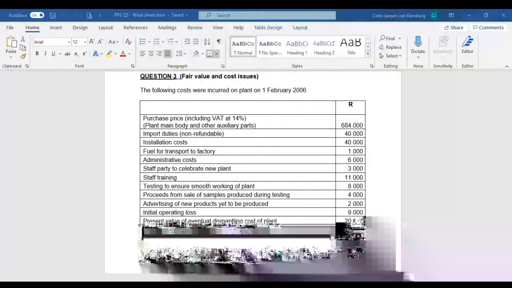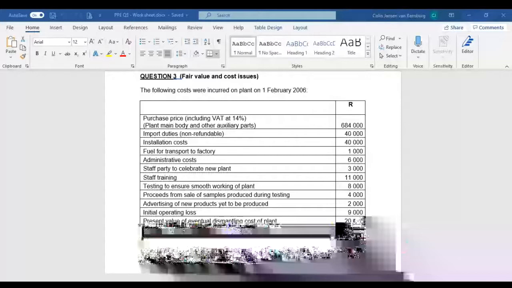So now let's ask the second question. Does it change the condition of the asset? Yes or no? The fact that you've trained the staff, does it? Exactly. You're all correct. It doesn't change the condition of the asset.